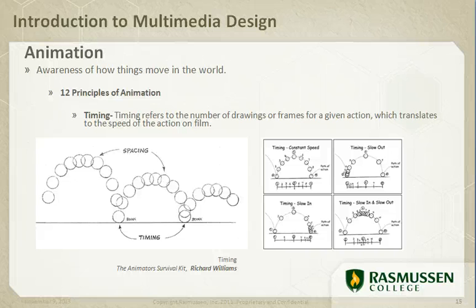The next principle is timing, and this refers to the number of drawings or frames for a given action, which translates to the speed of the action on film. On a purely physical level, correct timing makes an object appear to abide by the laws of physics. For instance, an object's weight decides how it reacts to an impetus, like a push. Timing is critical for establishing a character's mood, emotion, and reaction. It can also be a device to communicate aspects of the character's personality.